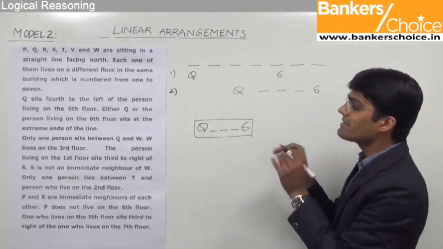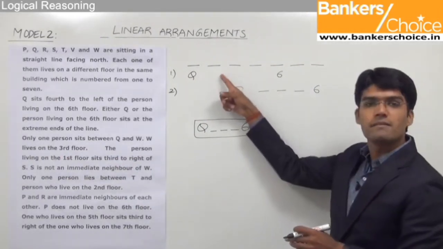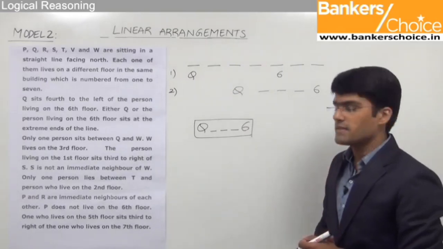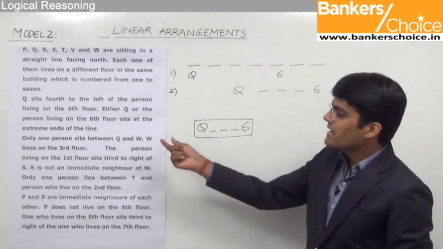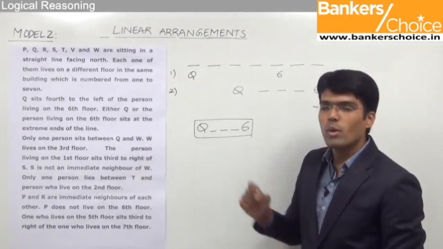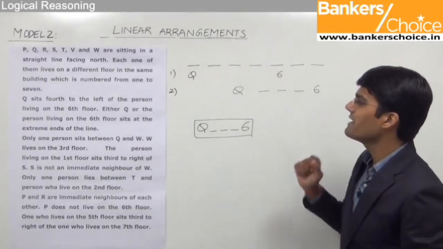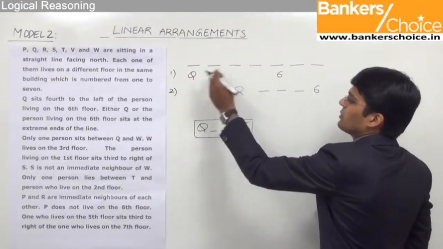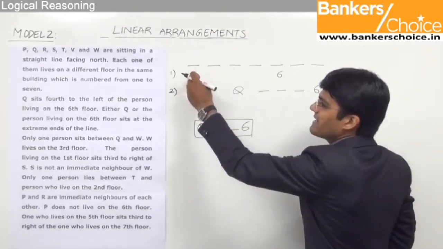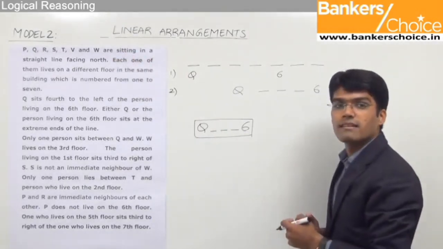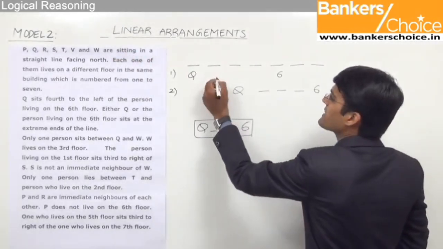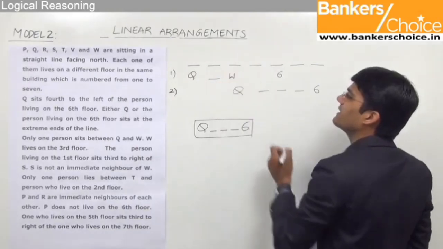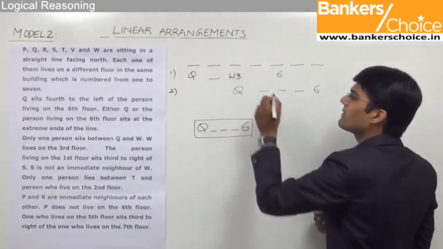So let us try to adjust this point in either the first case or the second case. We know that there should be a gap of one place between Q and W. So if we take the first case, the only possibility is W should come on this side of Q. As Q has already taken the extreme end, W cannot go on the other side. So leaving a gap of one person, we can say that W sits in this place and he lives on 3rd floor.